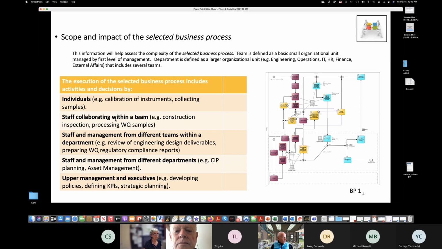For example, within a department, like review engineering design deliverables or preparing water quality regulatory compliance reports, which would typically be either in engineering or in water quality. Or are we talking about a business process that includes staff and management from different departments, such as CIP planning, which includes engineering and finance and operations or asset management? Or if we're talking about something that is really on the organization-wide level, such as decisions made by upper management and executives, which is developing policies, defining KPIs, and so forth.